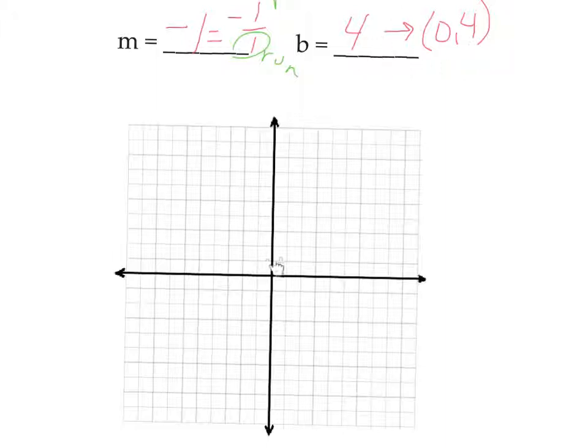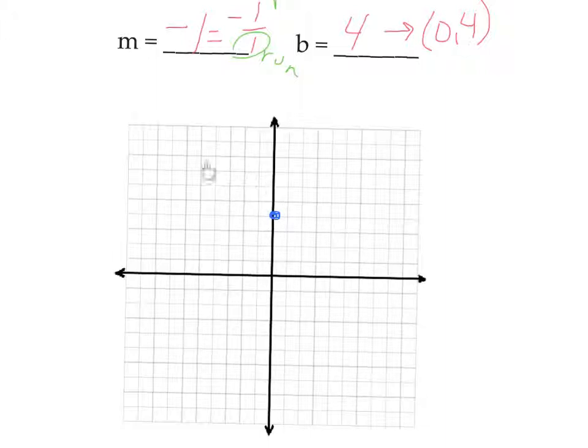So we're going to mark that out, 1, 2, 3, 4. That will be the y-intercept right there. This is a negative slope, so this line needs to go off downhill. The rise is 1, the run is 1. So we're going to count up 1 over 1.